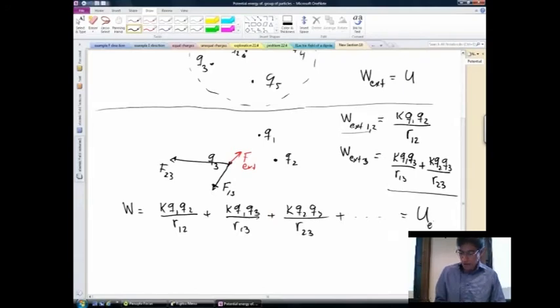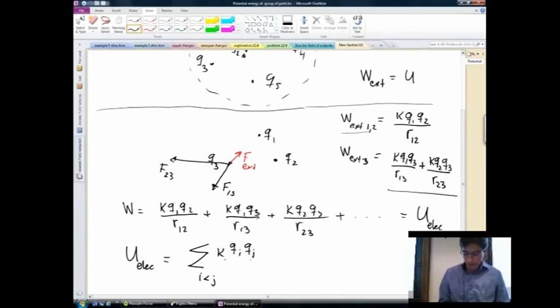Remember that this is going to be equal to the electric potential energy of your system, because when you're done doing all that work, you have put all that energy into potential energy. So the potential energy of a system of charges can be written like this. What you end up having is the sum of all of the possible pairs of charges, 1 with 2, 1 with 3, 1 with 4, 1 with 5, and then 2 with 3, 2 with 4, and so on. So you can write it this way.